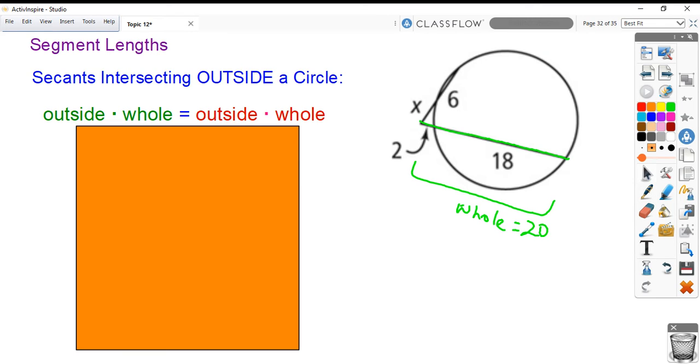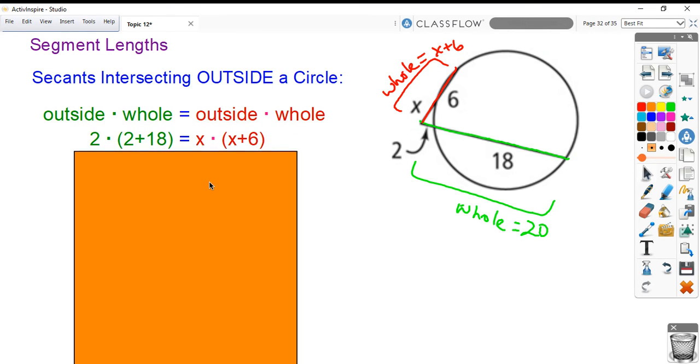Okay, so when we talk about outside and whole, we're talking about the part that's outside the circle and then the two pieces added together. When we look at our other chord in this picture, the outside part is x, but the whole part would be x plus 6. Okay, so here's what that looks like. The outside times the whole is 2 times 20. The outside times the whole is x, the piece outside, times x plus 6, those two chunks added together.